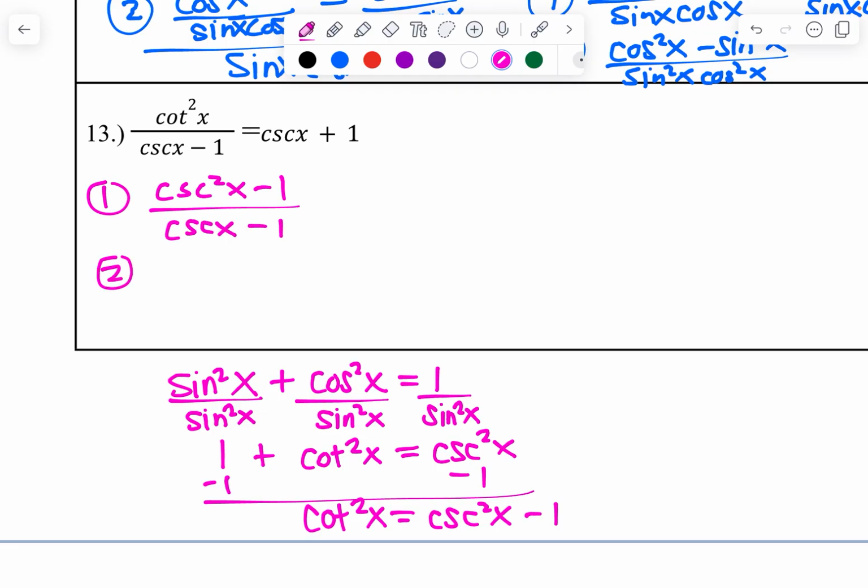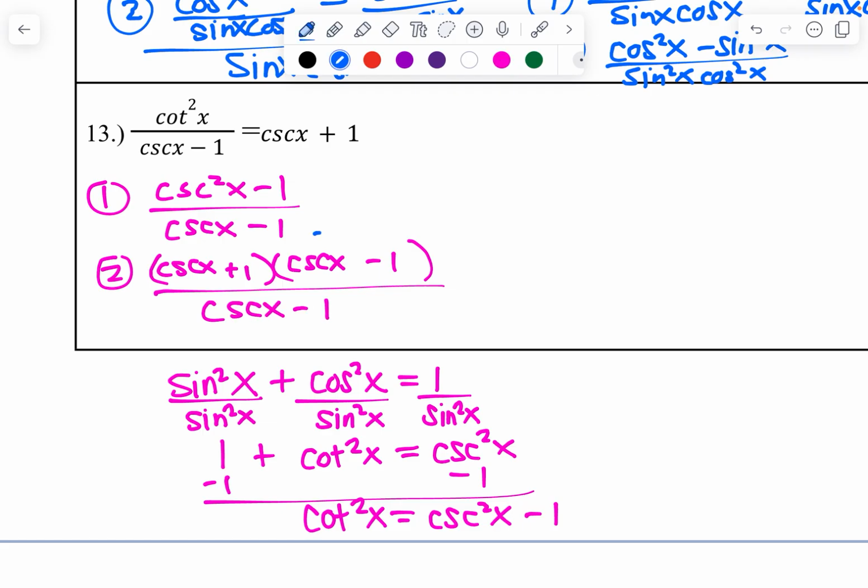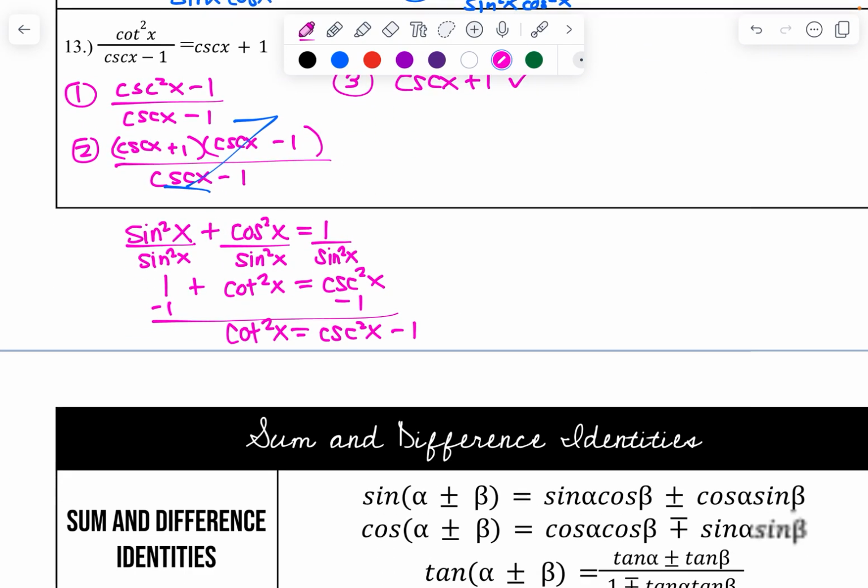And the top is difference of squares, so I can factor that as cosecant x plus 1, cosecant x minus 1 over the cosecant of x minus 1. And so then these divide out, and we are left with cosecant of x plus 1, as we were supposed to be.